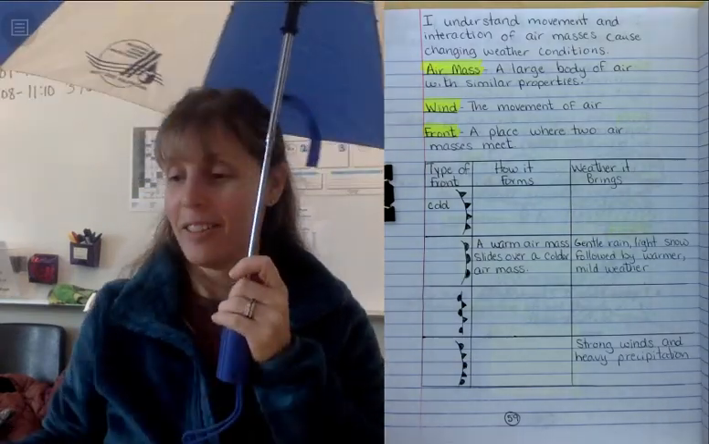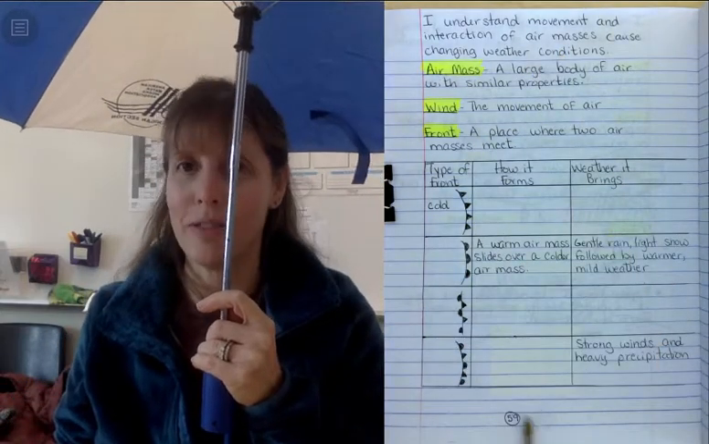Today, our learning target is I understand movement and interaction of air masses cause changing weather conditions. We're on notebook page 59. Our main term today is air mass. Say it with me. Air mass. It's a large body of air with similar properties. Second term today, wind. You better get this one.